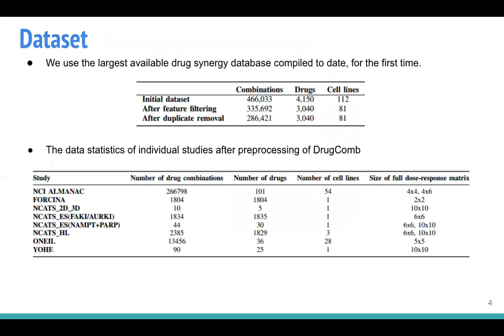We use the DrugComb database, which is the largest available database of drug synergy. It combines all the studies in the literature. The initial dataset contains around 500,000 samples. Since DrugComb contains combinations from different studies, as you see in the table, we had to do some pre-processing, which includes feature filtering and duplicate removal. At the end, we work with nearly 300,000 samples that contain more than 3,000 drugs and 81 cell lines. This huge dataset size enables training complex architectures like ours.